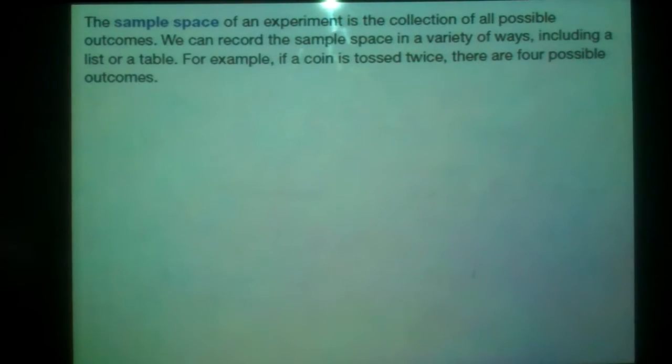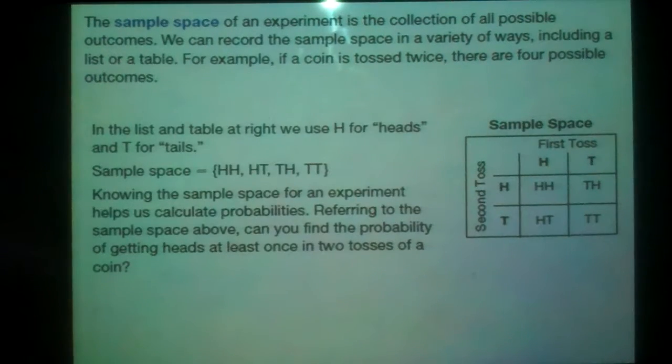Alright, now let's get into sample space. Sample space of an experiment is the collection of all possible outcomes. And we can record the sample space in a variety of ways, including a list or a table. And we're going to take a look at this right here. If we toss a coin twice, there are 4 possible outcomes. This is the table that they use.